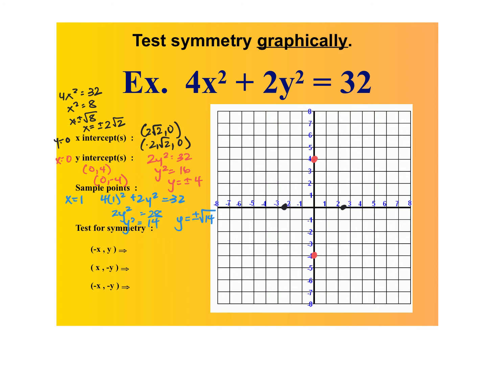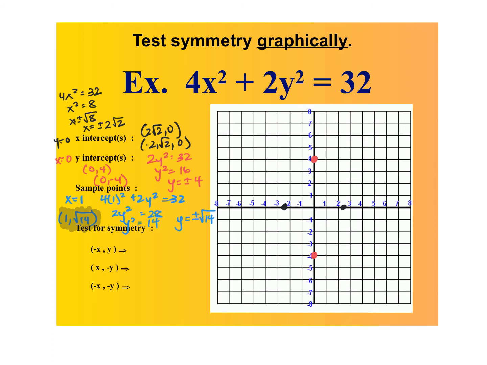So I'm going to pick one of those two y values. Let's use the positive square root of 14. So this sample point here, 1 comma the square root of 14, is what I'm going to use to test for symmetry. And how I'm going to test for symmetry is I'm going to look for those points that would cause y-axis symmetry, x-axis symmetry, or origin symmetry.